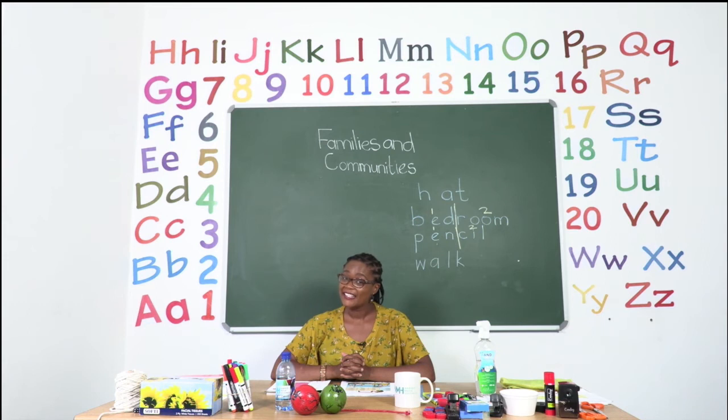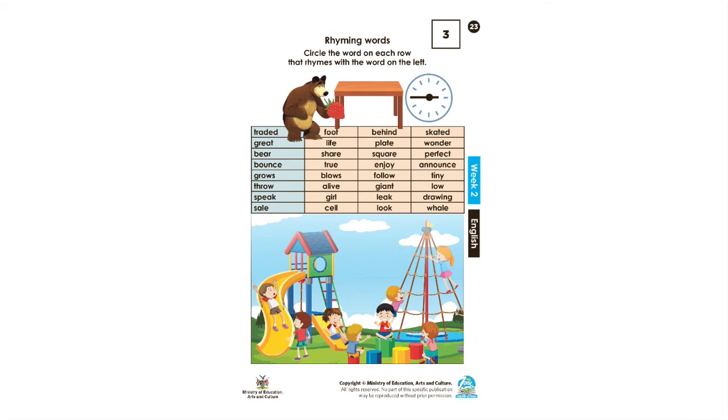Let's now take a look at our next exercise on page 23. On page 23, we will be talking about rhyming words. Now, rhyming words are words that sound the same at the end. So it can be two words that sound the same at the end. They may not mean the same thing, but they definitely sound similar. So your job is to circle the word on each row that rhymes with the word on the left. In this case, the blue box words. And we are going to try the first three together.